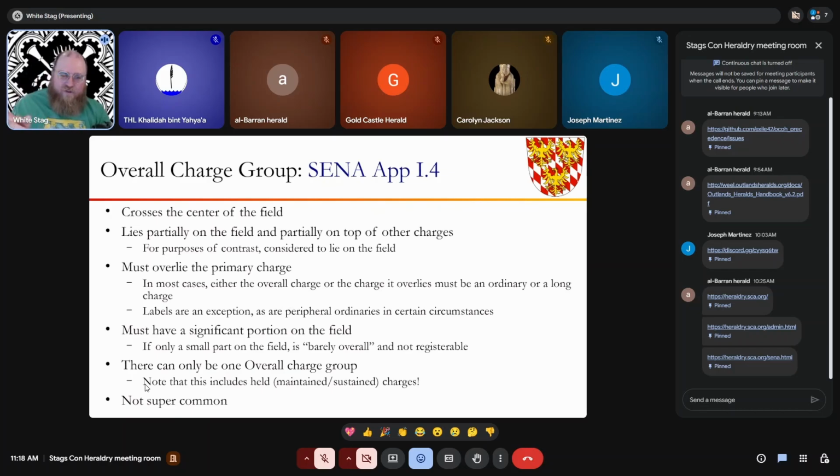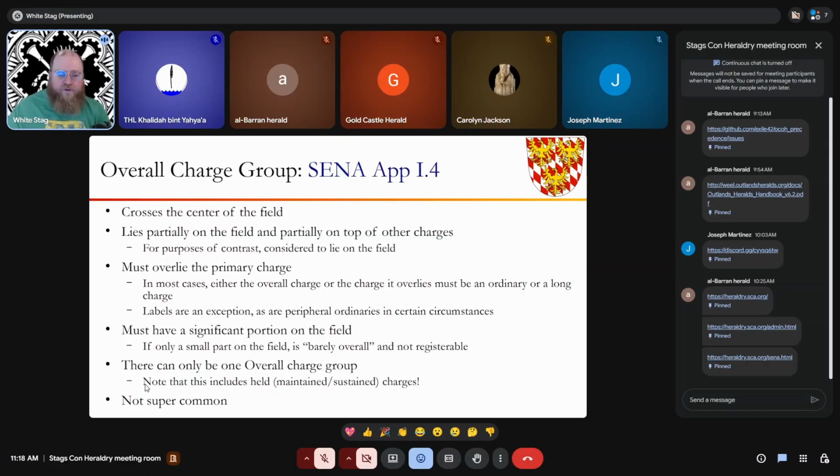Labels are an exception, and peripheral ordinaries in certain circumstances are an exception, and more on that on the next slide. They must have a significant portion on the field. If there's just a little bit of overlap from the primary charge onto the field, that's called barely overall. That is not registerable. Those will be returned. There can only ever be one overall charge group. You can't have more than one overall charge group.